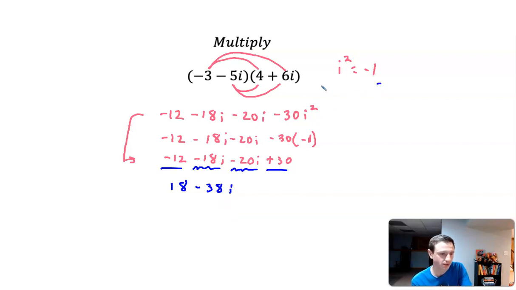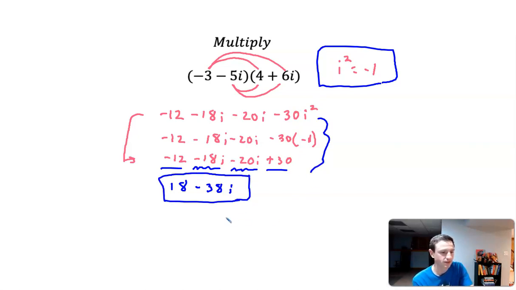But the key here is knowing the relationship of i squared being -1, where i is just equal to i, but i squared is equal to -1. And that is probably the crucial step of this problem, being able to take that, and then that generates a lot of work from there. So the final solution here is 18 minus 38i.